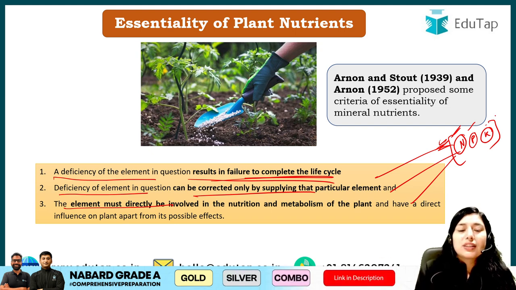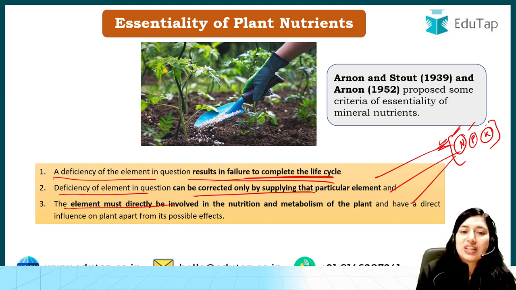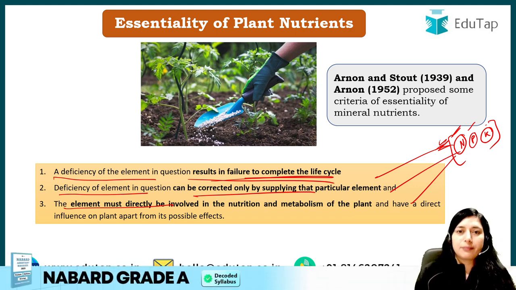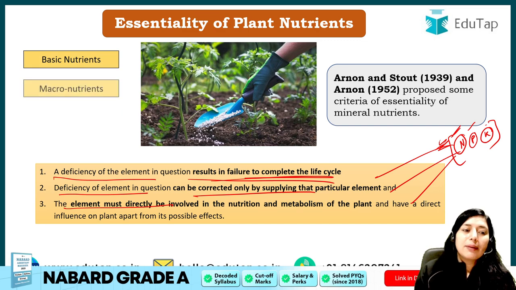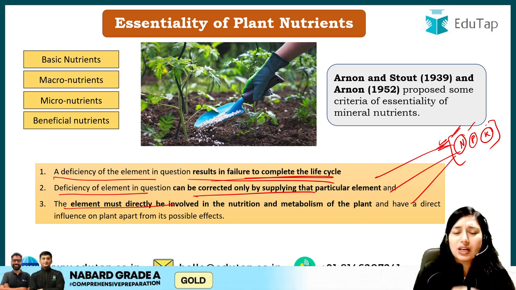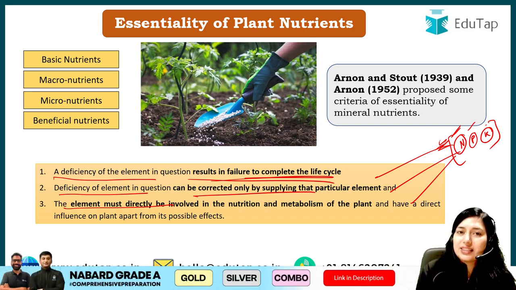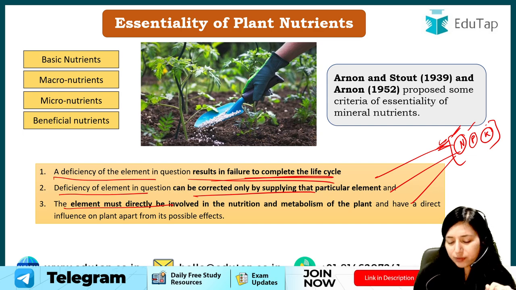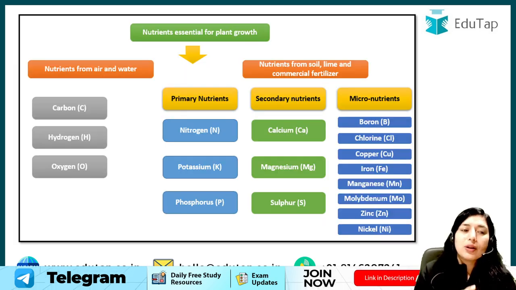ठीक है. So on this basis, the essentiality of plant nutrients was worked out, and it was found that there are few nutrients which are very important for plant. ठीक है. And all these plant nutrients were categorized into different groups. अब इन plant nutrients को different groups में रखा गया, जैसे कि basic nutrient, macronutrient, micronutrient and beneficial nutrients. ठीक है. So now let us understand what all are these groups of nutrients as well as कौन से nutrients इन groups में आते हैं. ठीक है. So first let us understand about basic nutrients.